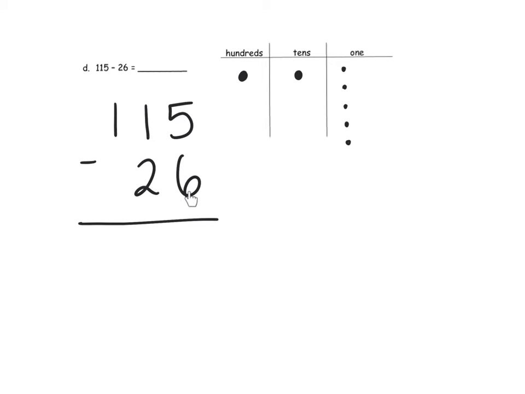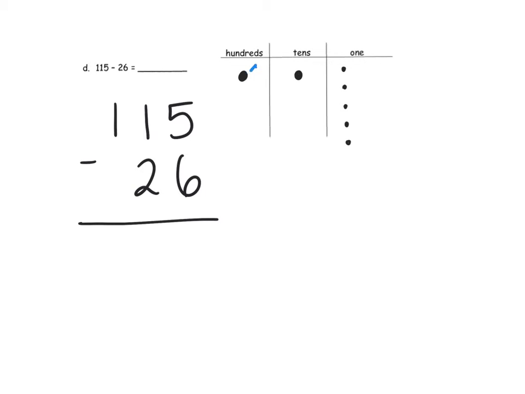So I see I have to take away 6 from 5. I don't have 6 to take away, so I know I'm going to have to borrow from this tens place. But then I also see in my tens place, they want me to take away 2 tens from 1. I can't do that either, so I'm going to have to borrow from my hundreds place. So I'm going to have to start over with the hundreds and move bundles over to the tens place and the ones place.